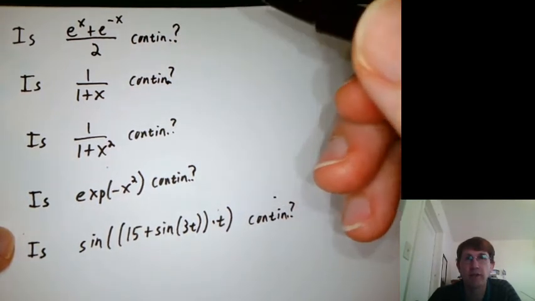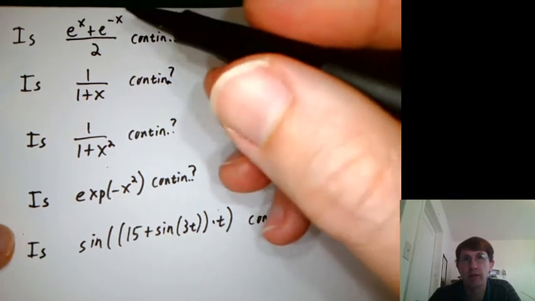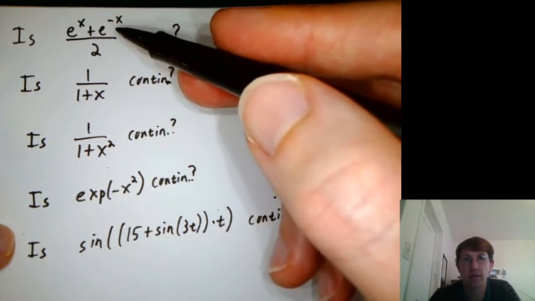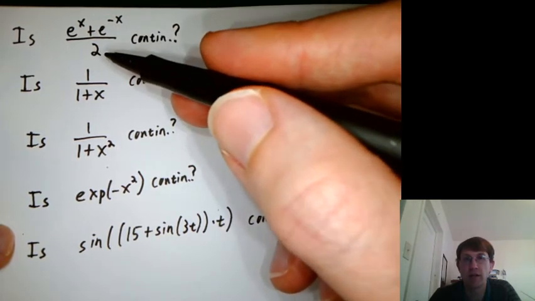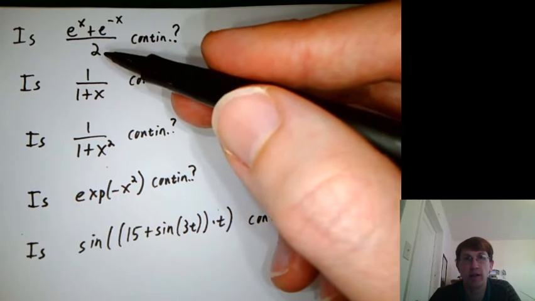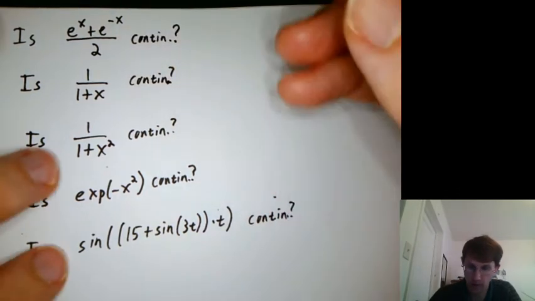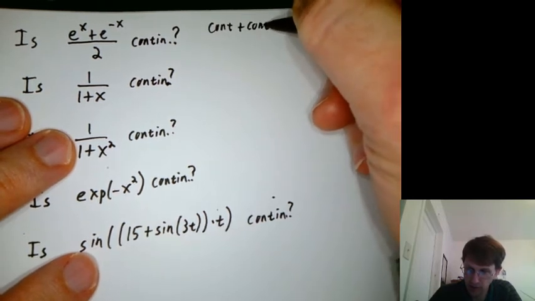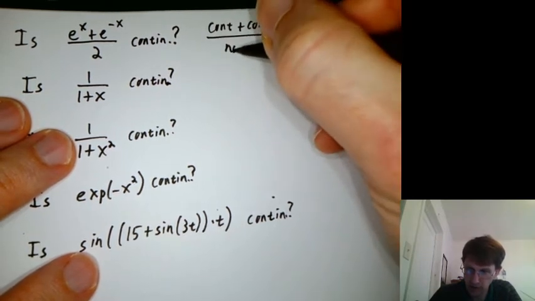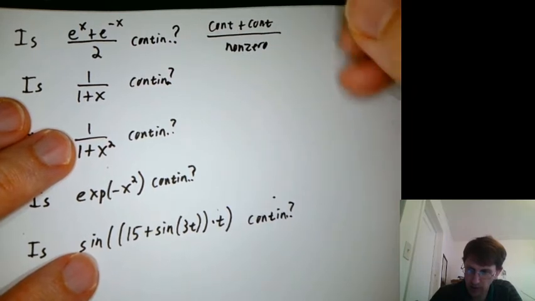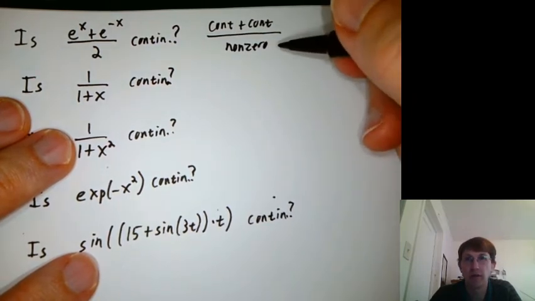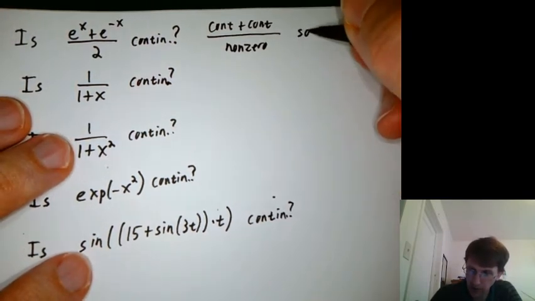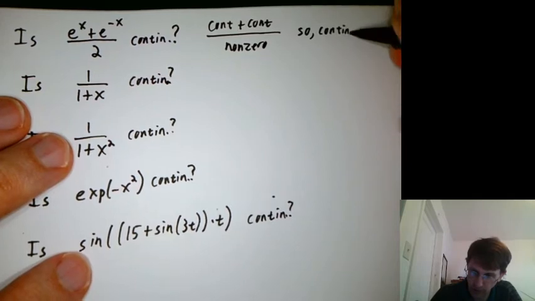So is this a sum of continuous functions? Well, it's a sum of continuous functions. e to the x is continuous, e to the negative x is continuous, and then we're dividing by something that is never going to be 0. So yep, we've got continuous function plus continuous function divided by a non-zero. We said the quotient of continuous functions is always continuous as long as that denominator is not 0. So this is a continuous function.